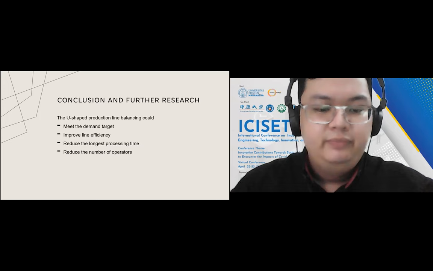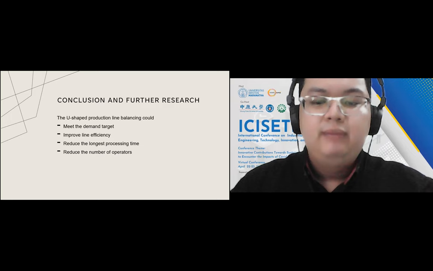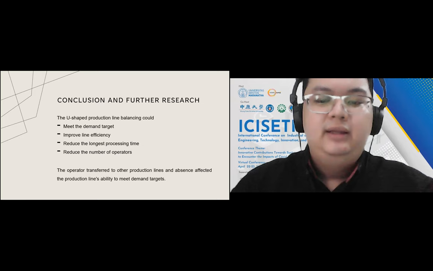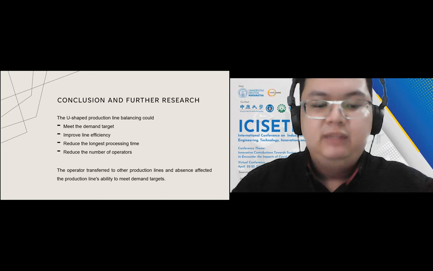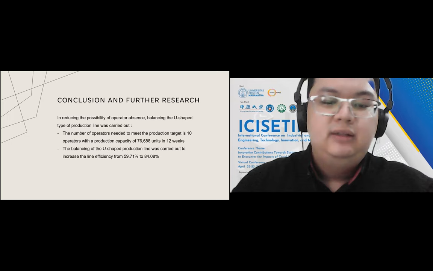And for the conclusion, the U-shaped production line balancing could meet the target demand, improve line efficiency, reduce the longest processing time, and at the same time reduce the number of operators. In this applied research, the actual production line could theoretically meet the demand target. Operator transfer to another production line and absence affected the production line's ability to meet the demand target. To reduce the possibility of operator absence, balancing the U-shaped type of production line was carried out. It was known that the number of operators needed to meet the production target is 10, with a production capacity of 76,688 units in 12 weeks.